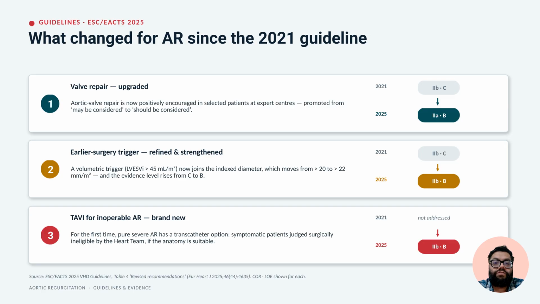Second, the trigger for operating on the symptom-free patient has been both refined and strengthened. A volume index above 45 milliliters per square meter has been added alongside the diameter. The index diameter threshold has crept up from 20 to 22, and the whole recommendation now rests on level B evidence rather than expert opinion. Third, and genuinely new, transcatheter implantation has entered the regurgitation guideline for the first time, strictly for the symptomatic patient who cannot have surgery. Earlier, gentler and more personalized, that is the direction of travel.